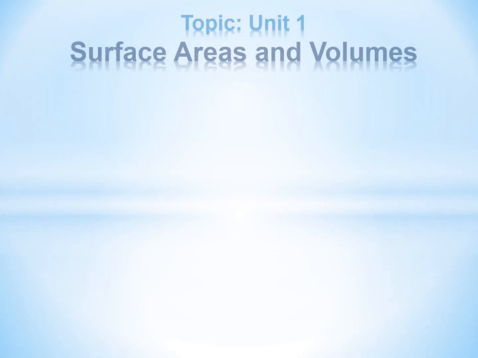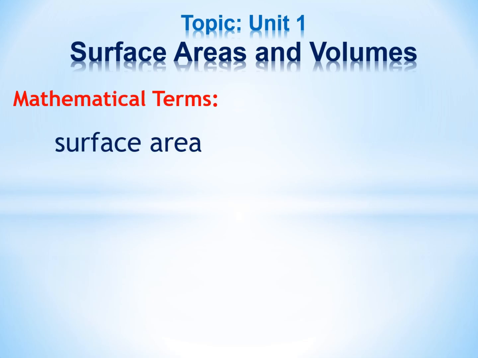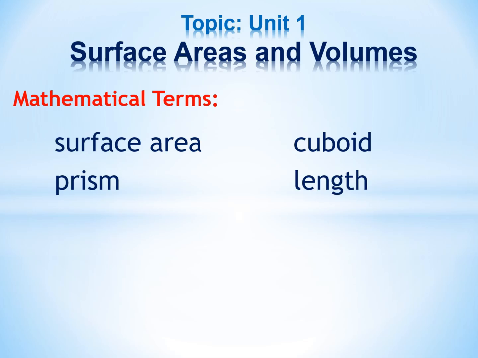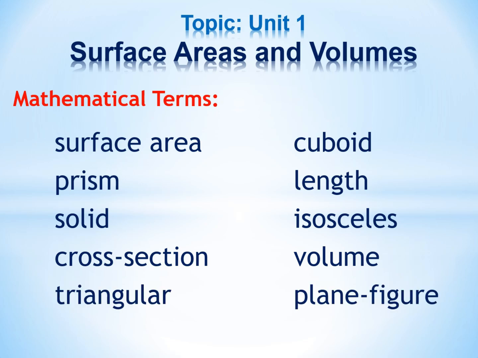Our first topic is Unit 1, Surface Areas and Volumes. Here are some mathematical terms: surface area, cuboid, prism, length, solid, isosceles, cross-section, volume, triangular, plane figure. Okay, thank you for reading.